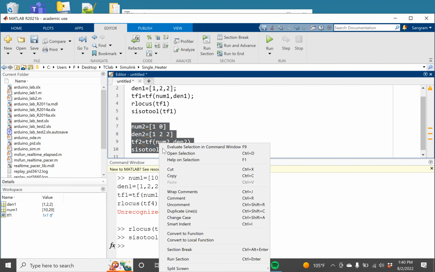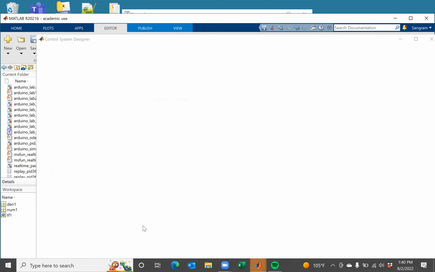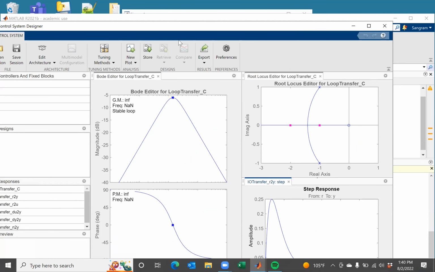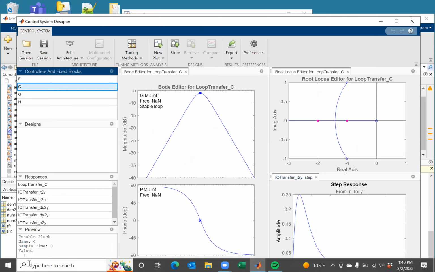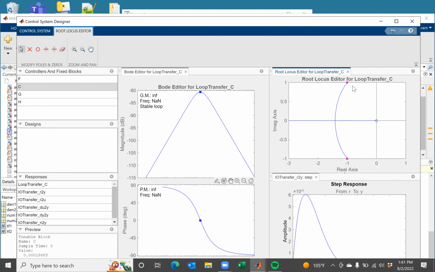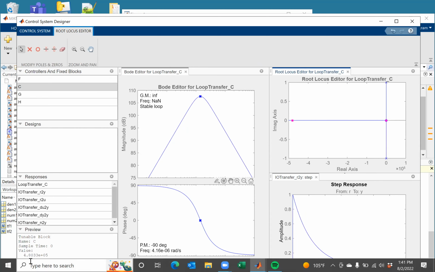So you got this transfer function, and this is how the transfer function looks. Once again, click on C. C is the gain. As you can see here, when the value of C is zero, the poles are over here. As the value of C increases, there comes a point at an extremely high value of gain where this pole gets transferred onto the imaginary axis. It doesn't cross, but it gets transferred onto the imaginary axis.